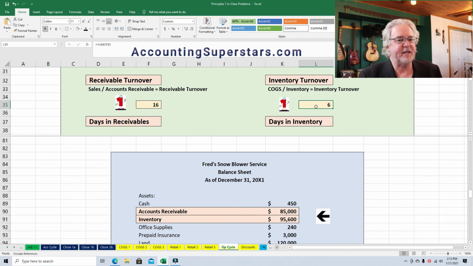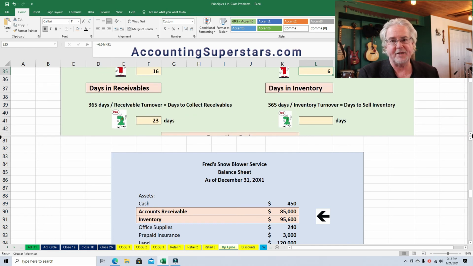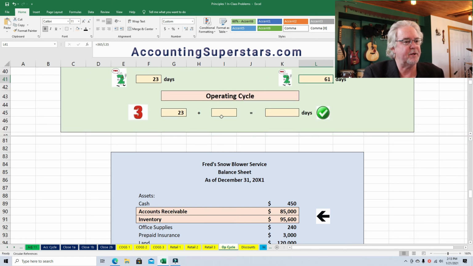Okay, so we get the number 6, which means the inventory turns over 6 times a year. But let's turn it into a number that's a little easier to work with. Let's turn it into the number of days, that is, the number of days it sits on your shelves and collects dust. So here's what we do. We take 365 days, the number of days in a year, and divide it by that inventory turnover, which we have as 6, and here's what you get. You get 61 days. So on average, it takes 61 days for the business to sell its inventory. So let's drop it down into the last slot here. So here we go, 61.